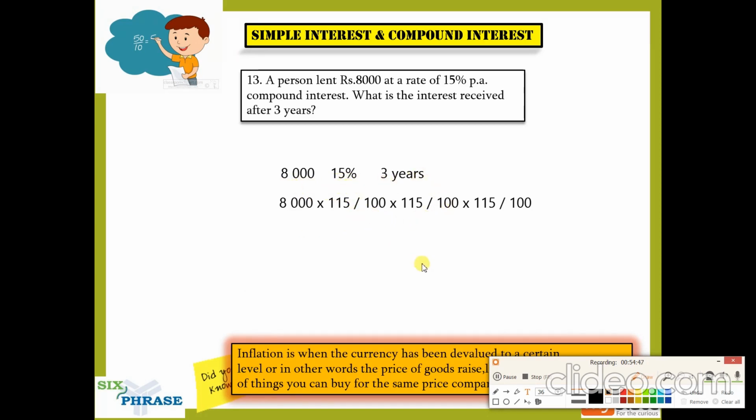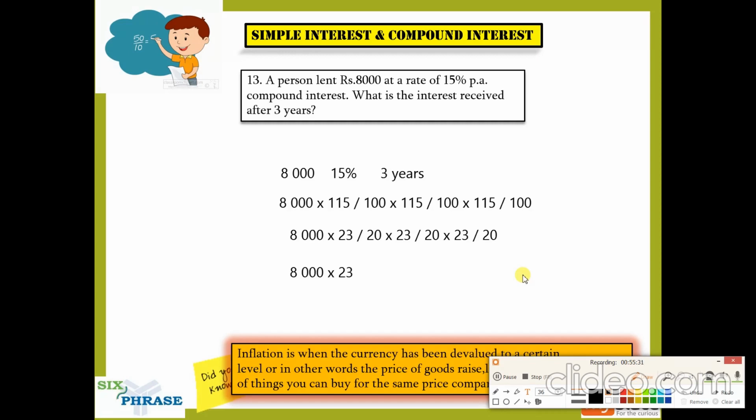If you have to increase a number by 15 percentage, you will multiply it by 115 by 100. I hope you remember the percentage classes. So this in turn will give you 8,000 into 23 by 20 into 23 by 20 into 23 by 20, right guys? Yes, 115 by 100, I'm writing it as 23 by 20. So this again in turn will give me 8,000 into 23 the whole cubed.